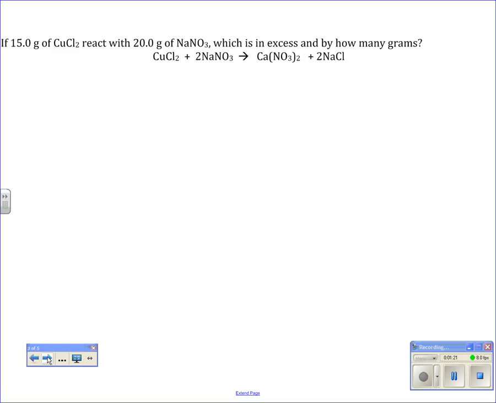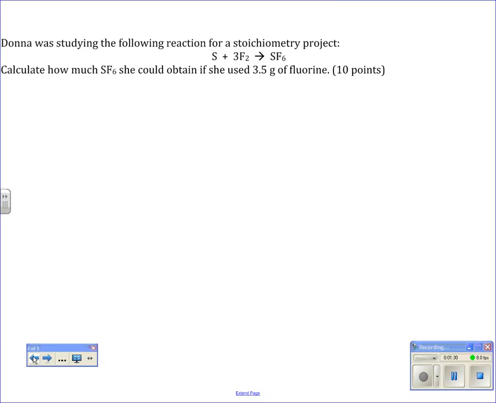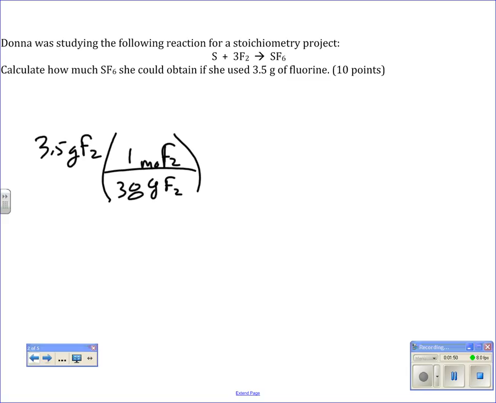On this next one, we know we've got 3.5 grams of fluorine, and we're looking for sulfur hexafluoride. So we've got 3.5 grams of fluorine. Get rid of our grams of fluorine, go to moles. For fluorine, 1 mole is 38 grams because it is diatomic. Each one is 19, and 19 times 2 is 38.